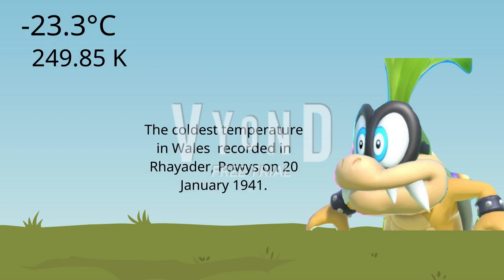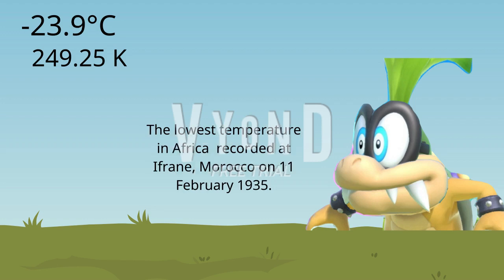The coldest temperature in Wales is -23.3 degrees Celsius, or 249.85 Kelvin, recorded in Rhayader, Powys on the 20th of January 1941. The lowest temperature in Africa is -23.9 degrees Celsius, or 249.25 Kelvin, recorded at Ifrane, Morocco on the 11th of February 1935.